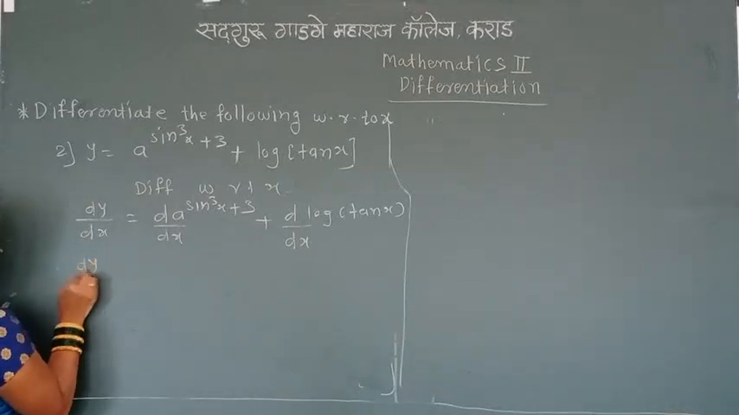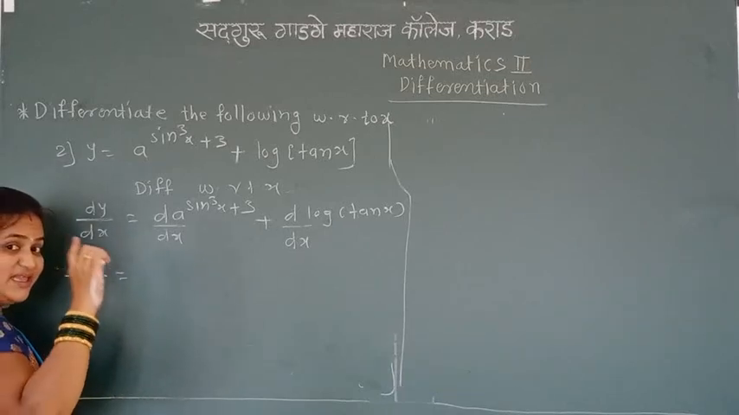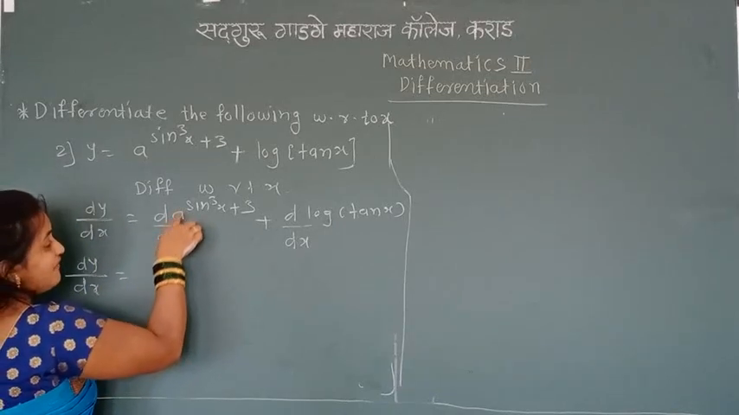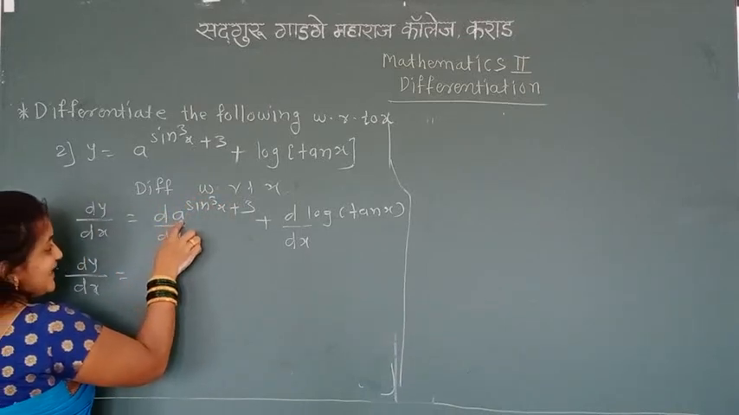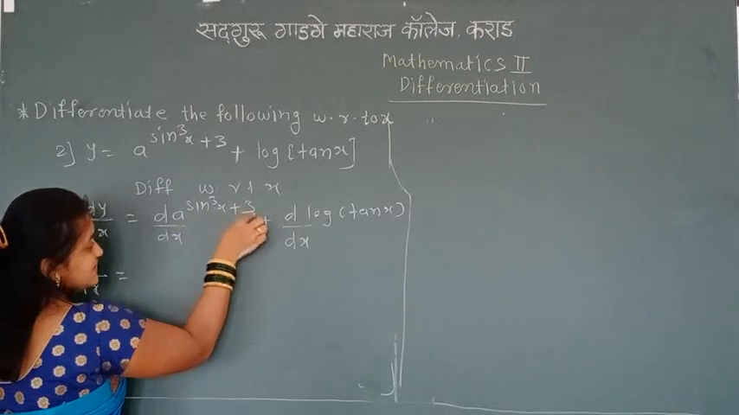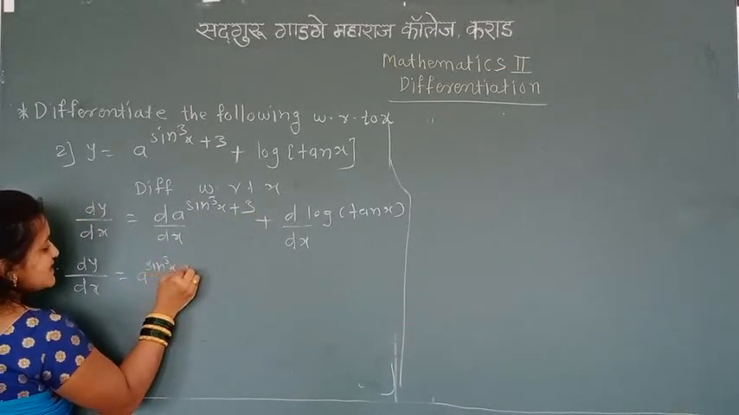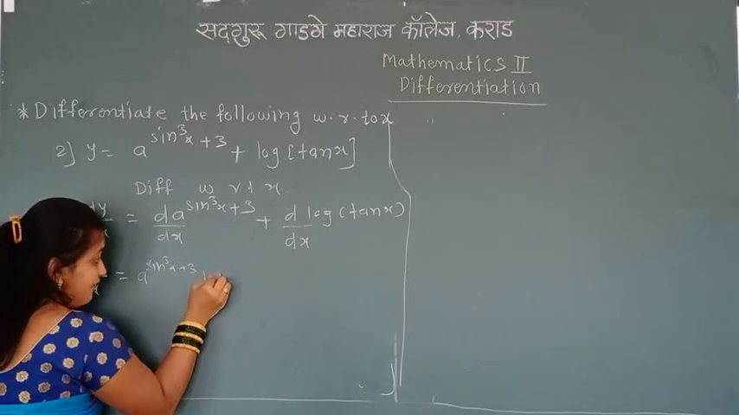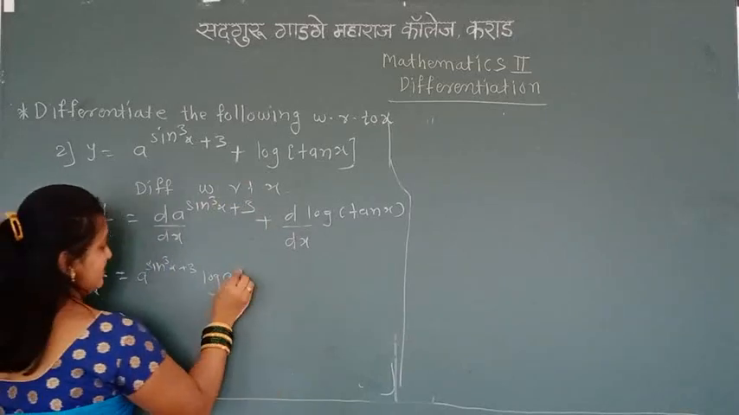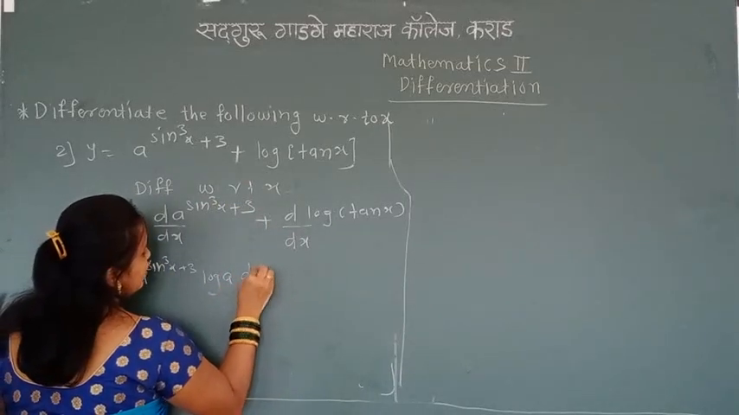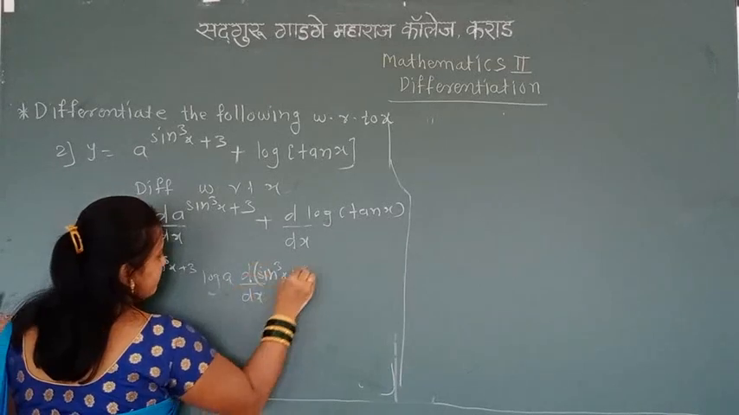So dy by dx is equal to, we can first find the derivative of the standard function. What is the derivative of a raised to x? Which is a raised to x log of a. So what is the derivative of a raised to sin cube x plus 3? Which is a raised to sin cube x plus 3 and log of a. But this is not my x, so again the derivative of that term: the derivative of sin cube x plus 3 with respect to x.